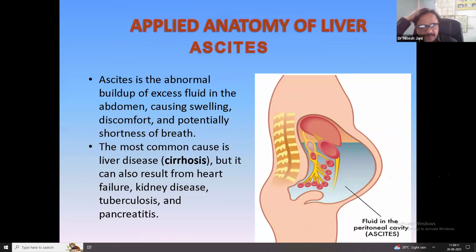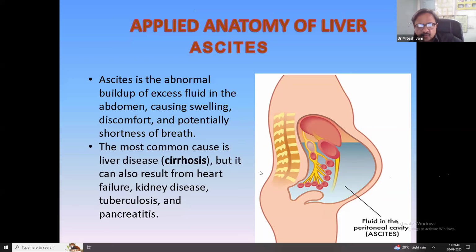Ascites is the abnormal buildup of excess fluid in the abdomen. See, you know about the peritoneum, the parietal and visceral peritoneum. Between the two layers of the peritoneum, there is a peritoneal cavity, and in it the fluid accumulates. That is called ascites. Abnormal buildup, this is not a normal thing. Abnormal buildup of excess fluid in the abdomen causes swelling, discomfort, and potentially shortness of breath, because the pressure which raises upward gives the shortness of breath.